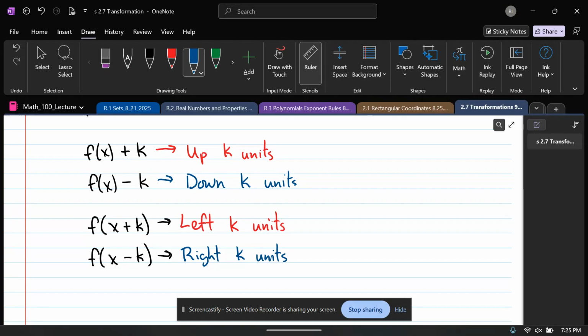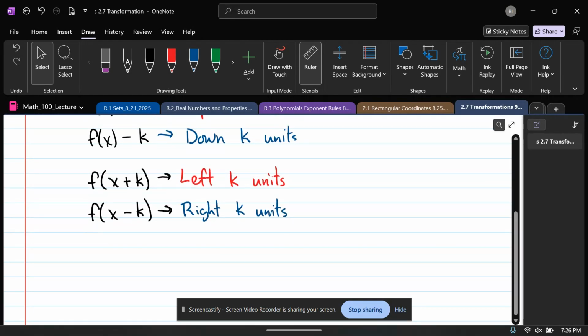By the inside, I mean on an absolute value, it'd be in between the bars. On a square root, it'd be inside the square root symbol. Okay. On a quadratic, it'd be inside the parentheses. We'll see some examples of this in a minute. Okay. So these transformations are up, down, left, and right. That's not changing the size of the graph or anything. It's just changing where it's at. It's a location changer.